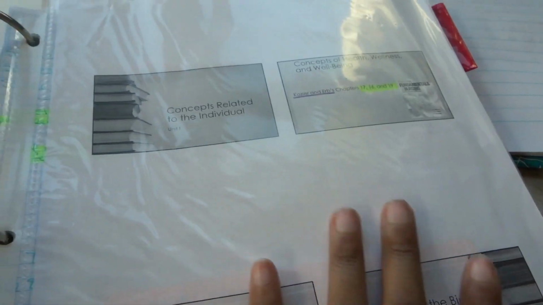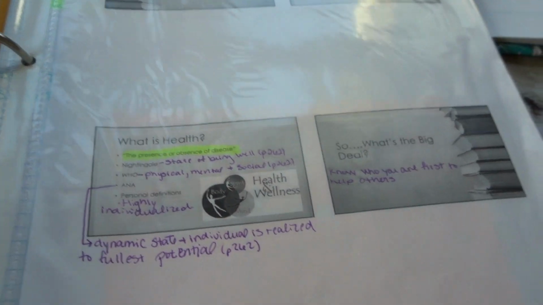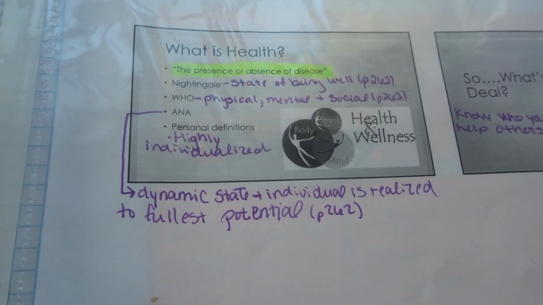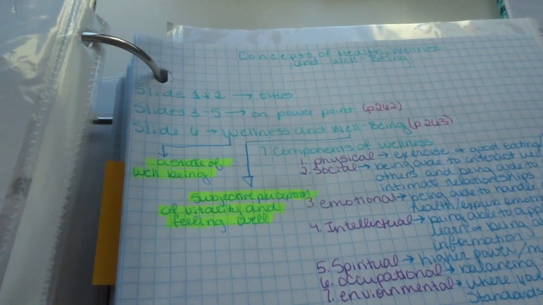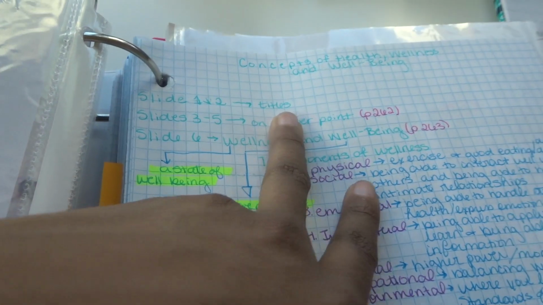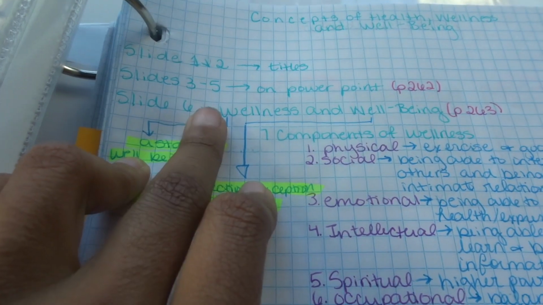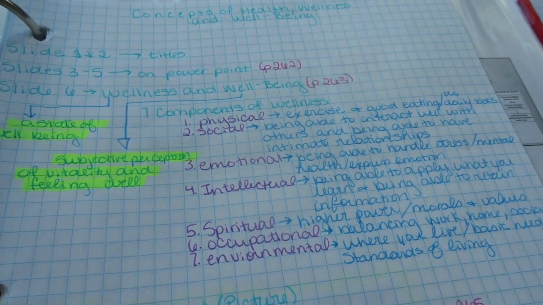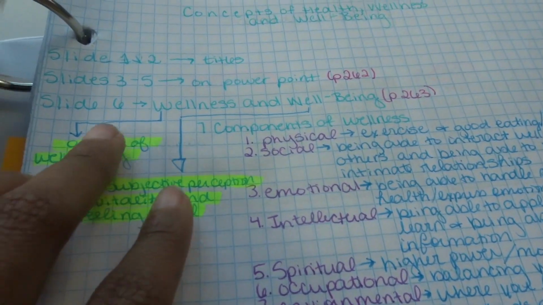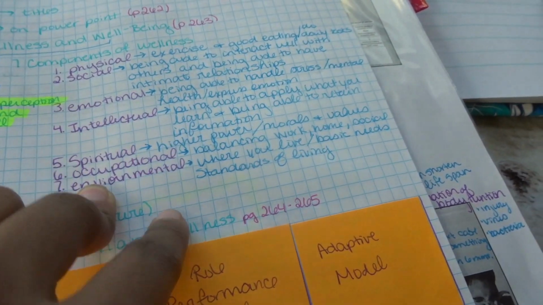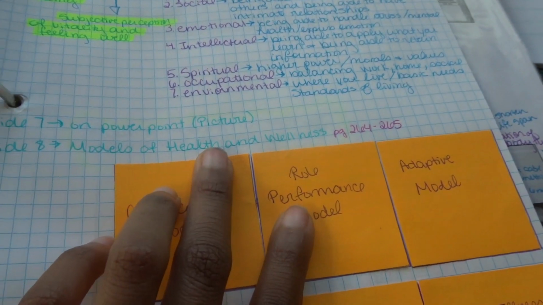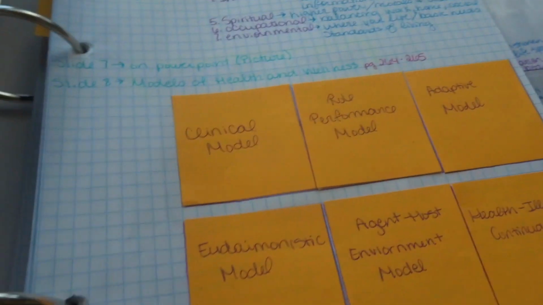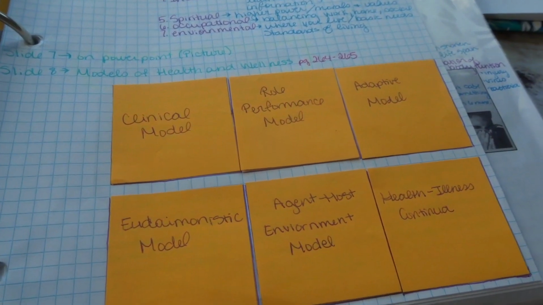I will put my PowerPoints in a sheet protector, and as you see, writing on the PowerPoint, extra information that wasn't on there. And then I will rewrite my notes. So the first 2 slides are just titles, so I don't need to worry about those. Slides 3 through 5 are just on the PowerPoint, so all I need to do is look at the PowerPoint. Slide 6, this is extra information, and I have the page number in the book where it's found. And then slide 7 is just on the PowerPoint, and it's a picture. And then slide 8 is where I ended up having some terms.